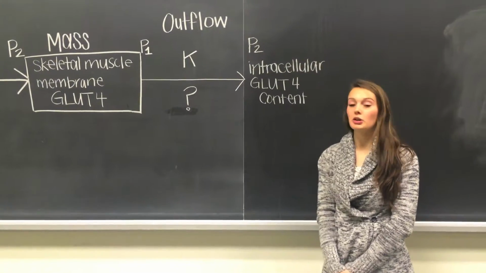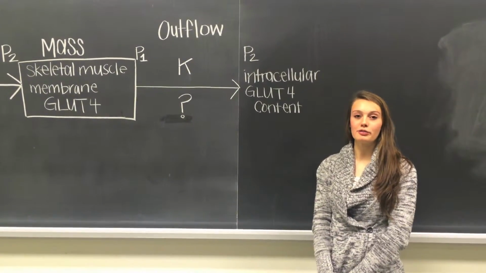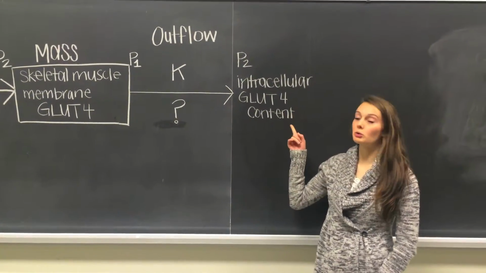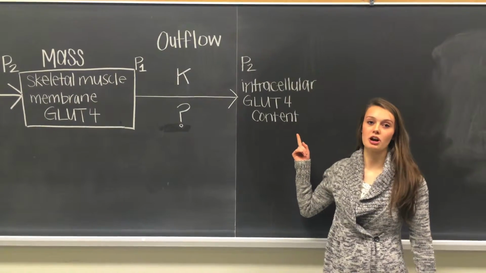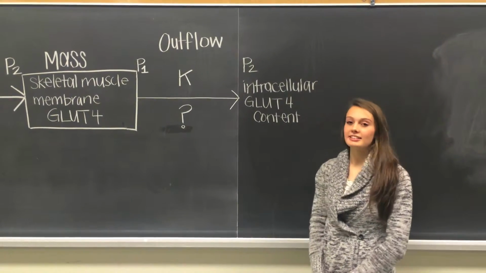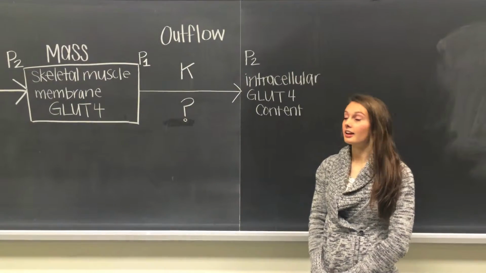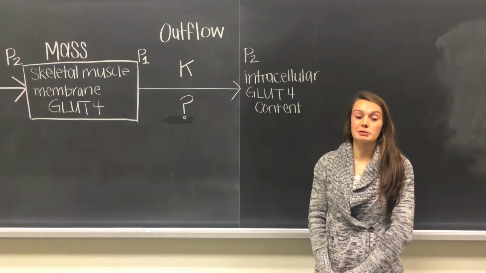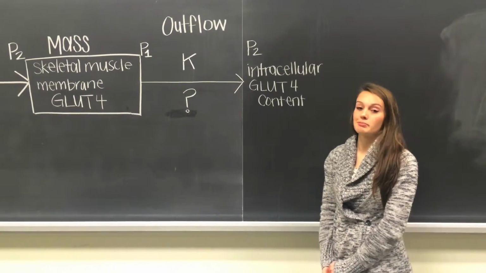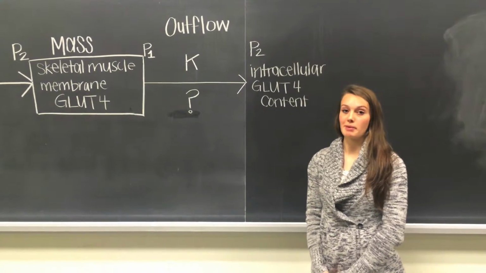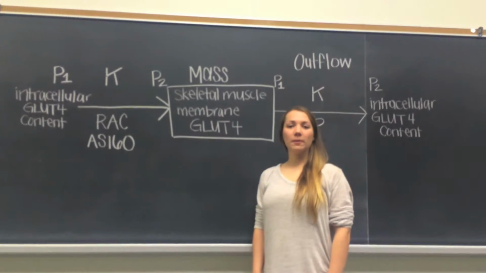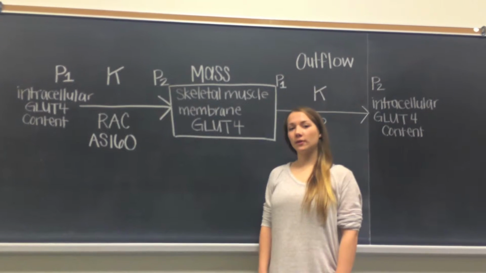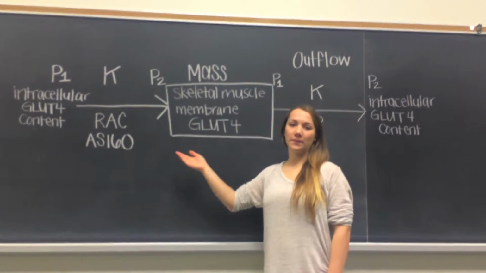Our P1 for outflow will be skeletal muscle membrane GLUT4, and our P2 for outflow will again be intracellular GLUT4 content. For conductance, we have not yet discussed this in class, and we do not know the mechanisms behind why skeletal muscle membrane GLUT4 is removed from the membrane. Therefore, for the purpose of solving this problem, we will only be focusing on the factors that affect inflow.